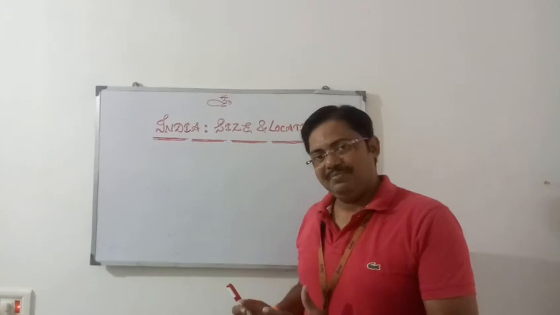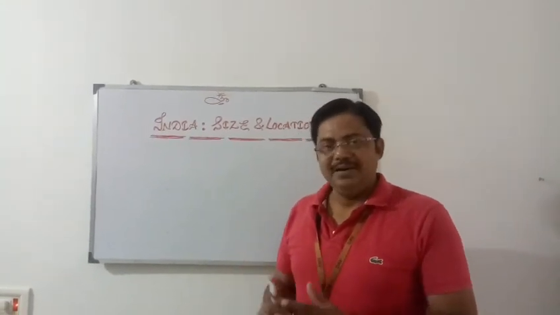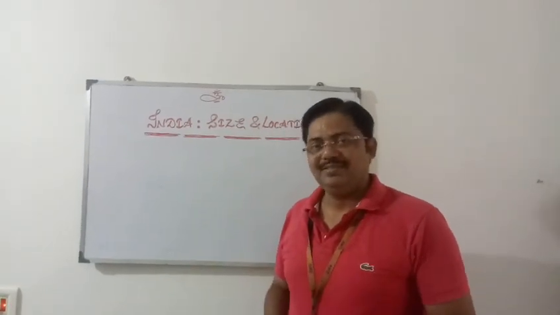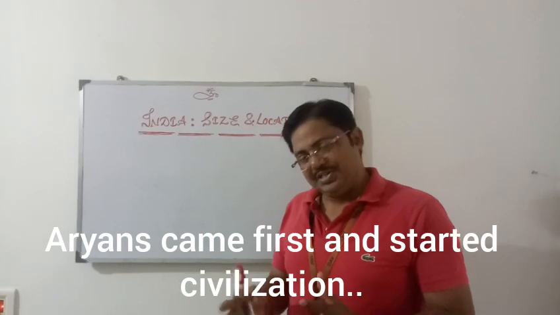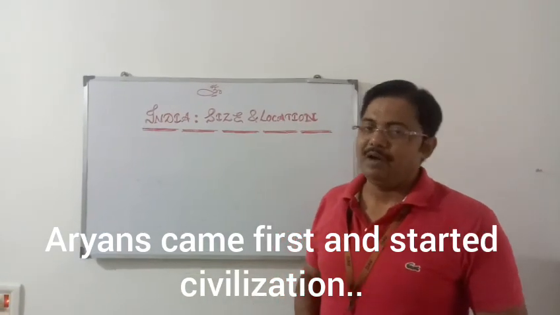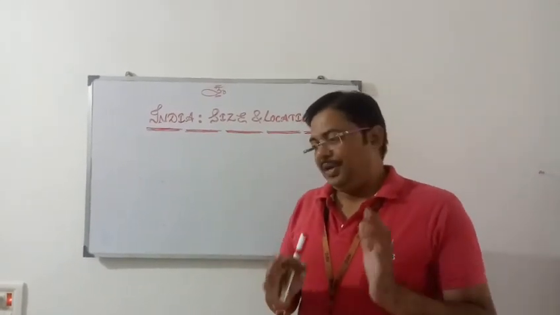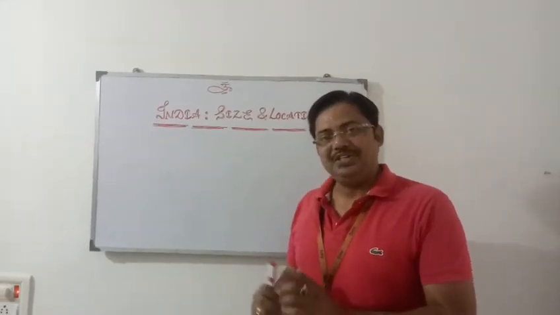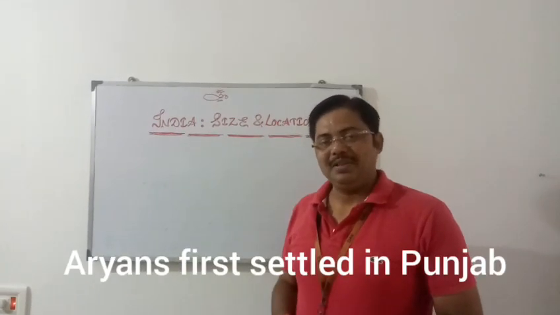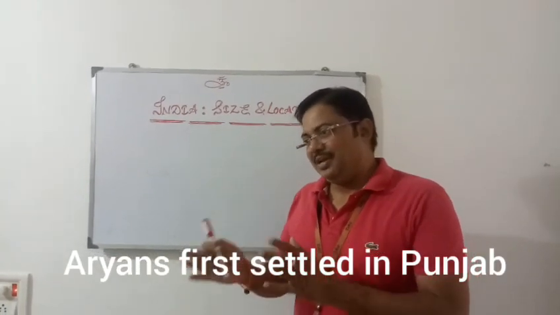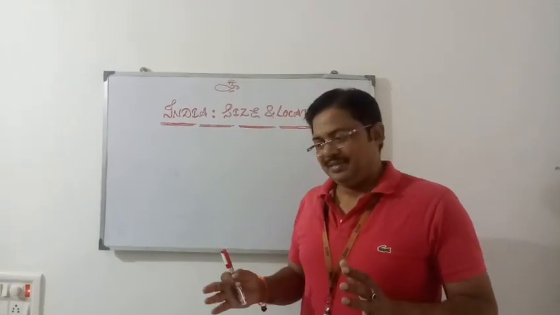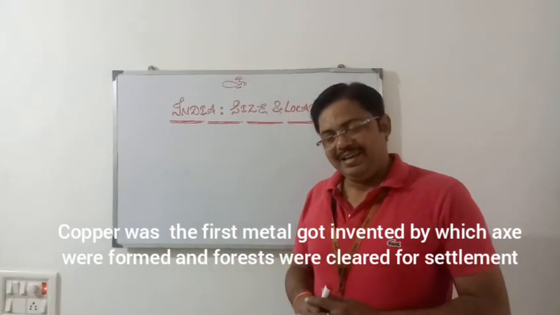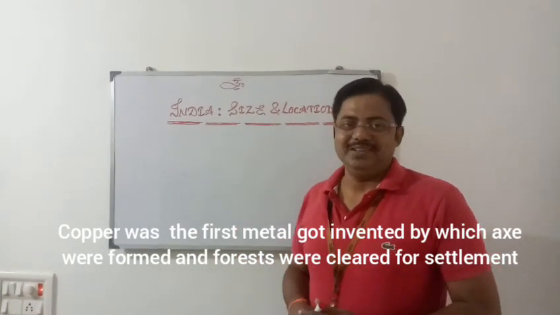Aryans very first came to our country. They settled along with river Indus. Thereafter its tributaries Jhelum, Chenab, Ravi, Vyas, Satluj, they became civilized. Thereafter they settled in Punjab, Haryana, Uttar Pradesh, and by this way they started dominating in the whole northern plains, whole northern India, and gradually in the whole southern India.